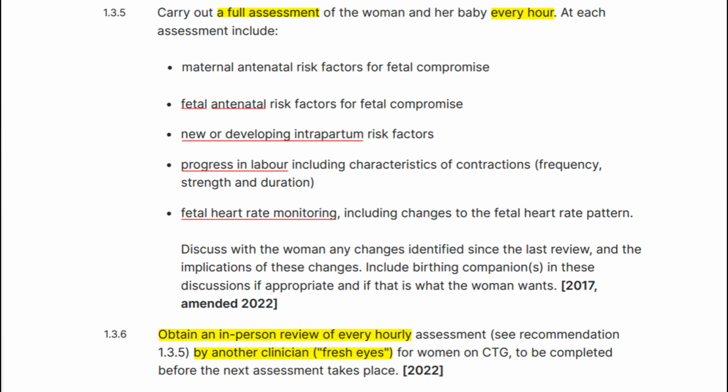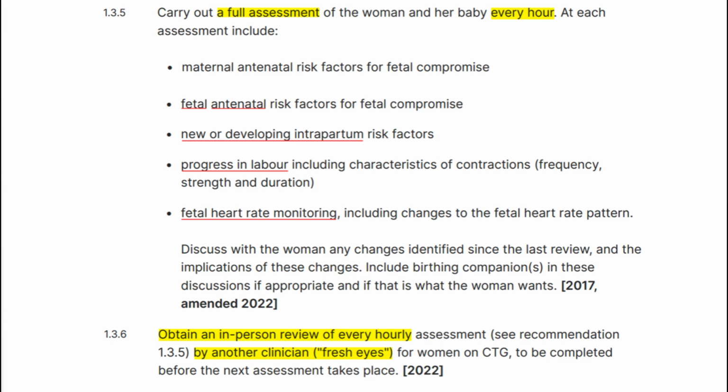At each assessment include maternal antenatal risk factors for fetal compromise, fetal antenatal risk factors for fetal compromise, new or developing intrapartum risk factors, progress in labor including characteristics of contractions (frequency, strength, and duration), and fetal heart rate monitoring, including changes to the fetal heart rate pattern. Discuss with the woman any changes identified since the last review and the implications of these changes. Include birthing companions in these discussions if appropriate, and if that is what the woman wants.